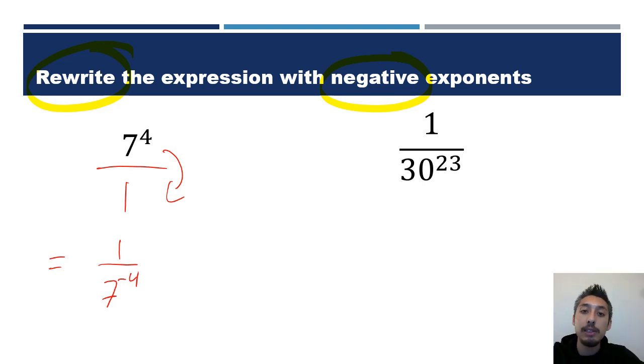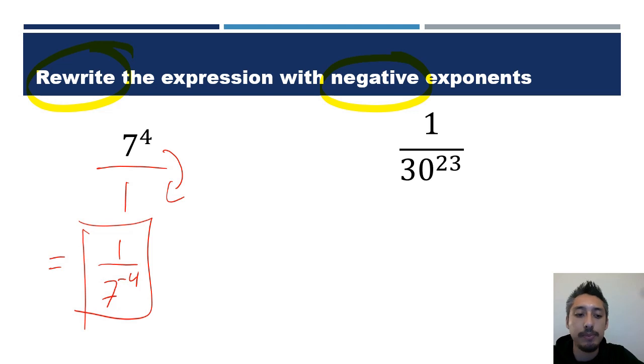Remember that when you move the exponent and the base to the opposite side of the fraction, the exponent is going to change signs. So it was positive when it was in the numerator. When you switch it down to the bottom, it becomes a negative. So that is our answer for this first example. For this second example, we have 1 over 30 to the power of 23.